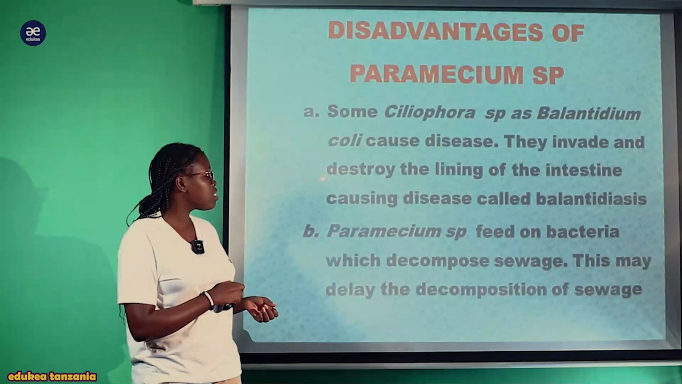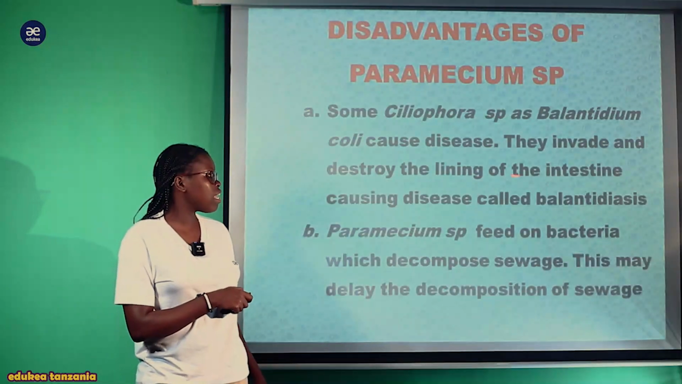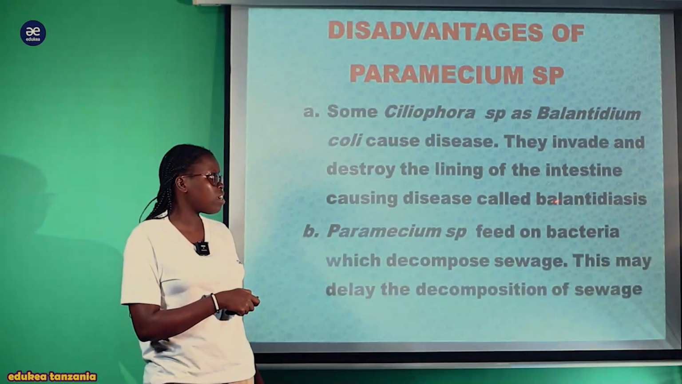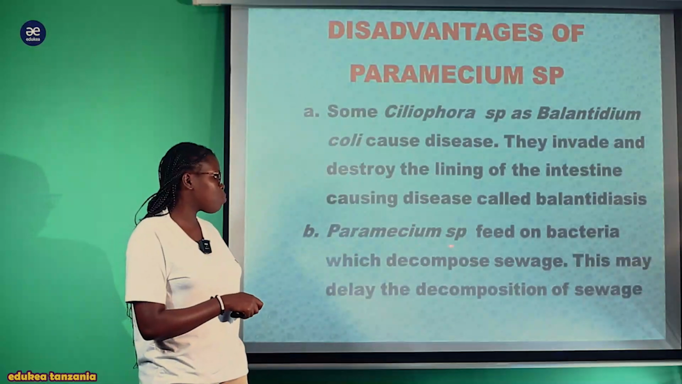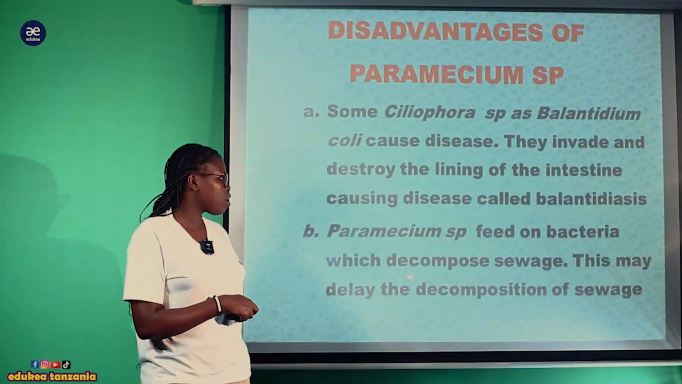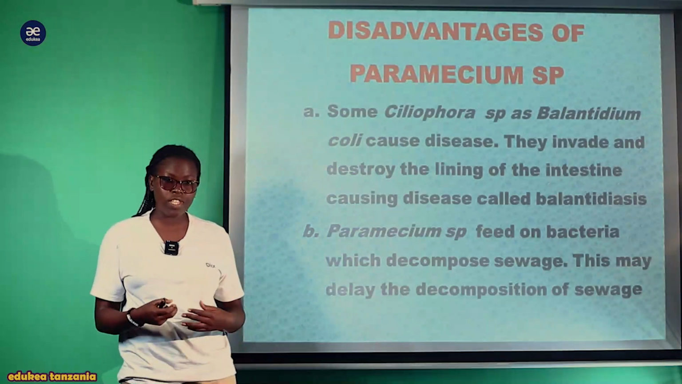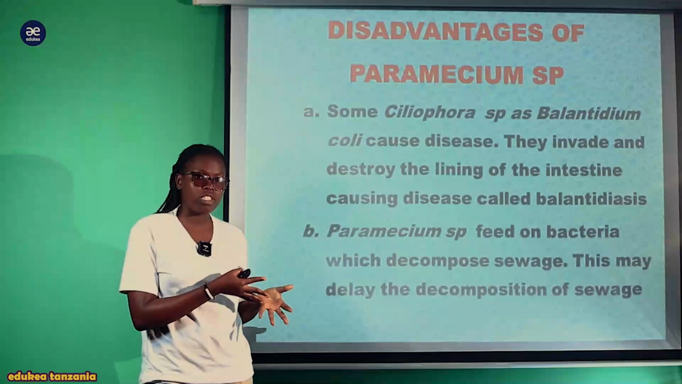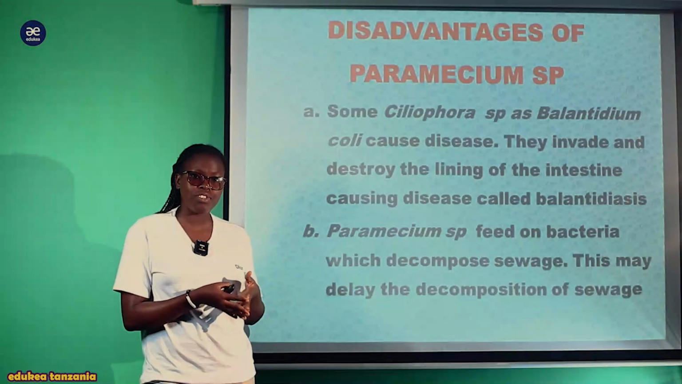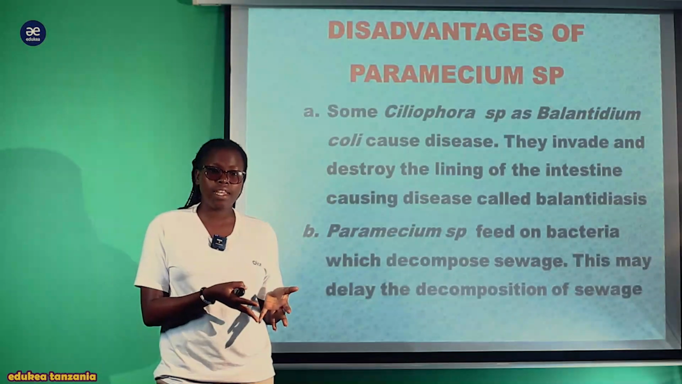Also, Balantidium invades and destroys the lining of the intestine, causing a disease called balantidiasis. Also, paramecium species feed on bacteria which decompose sewage. So these paramecium species are heterotrophs and they tend to feed on this bacteria, which are saprophytes, meaning that they feed on dead organic matter.